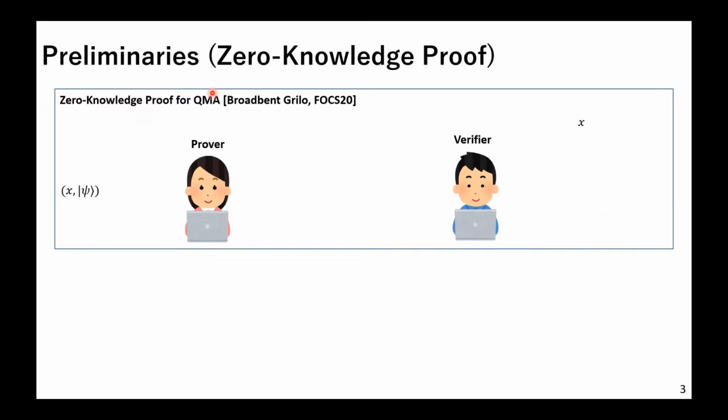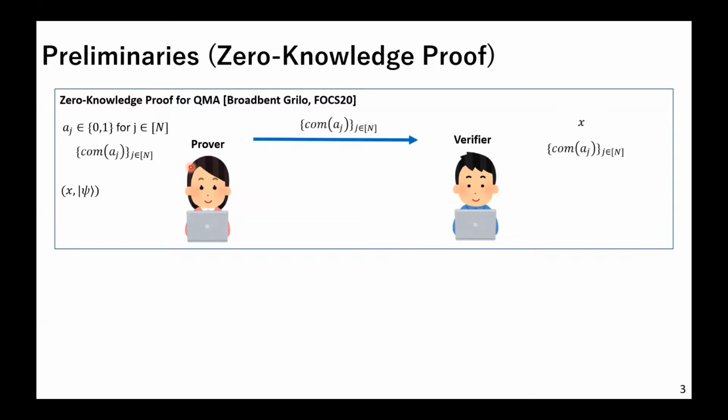The outline of the construction is as follows. First, the prover randomly generates n-length classical bit strings and commits them using classical commitments with statistical binding and computational hiding. Then, the verifier randomly generates i and sends it to the prover as a challenge. Then the prover sends the i-th bit of a to the verifier. The verifier checks whether the instance X is a yes instance or not.